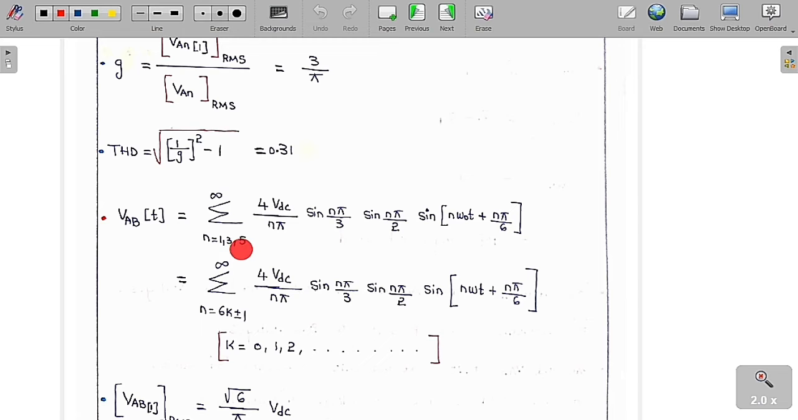So you can see clearly, if you substitute n is equal to 3, here again it is going to become 0. So I can already tell that here also the 3 and odd elements are going to be absent, in both the phase voltage and also in the line voltage. So this equation simply is going to simplify to sigma n is equal to 6k plus or minus 1 into 4 VDC by n pi sin n pi by 3 into sin n pi by 2 into sin of n omega t plus n pi by 6, where k is equal to 0, 1 up to infinity. Yes, this equation is not going to hold any triplen odd elements.